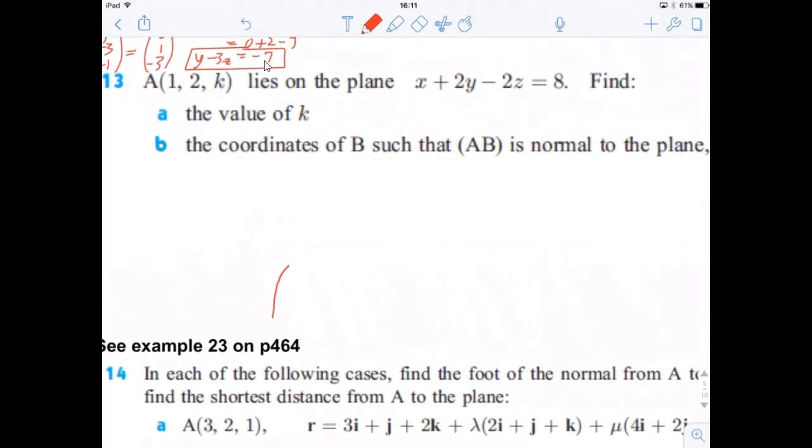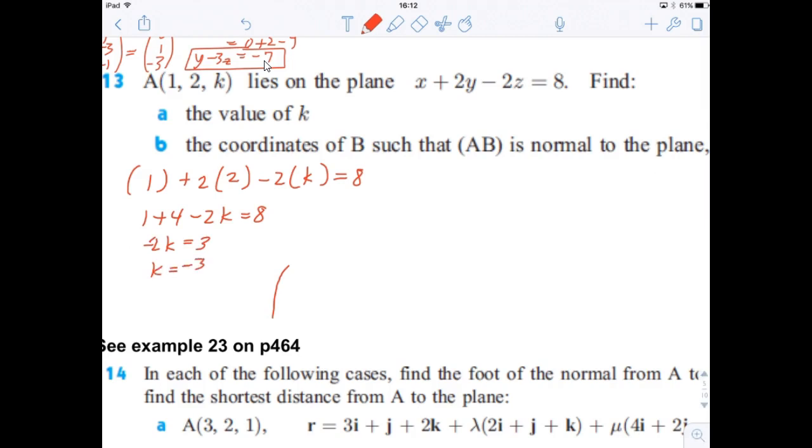So we're going to have x plus 2y minus 2z equals 8. And in these blanks, we're going to put 1, 2, and k. So we're going to have 1 plus 4 minus 2k equals 8. We're going to have 5 minus 2k equals 8. Negative 2k equals 8 minus 5, which is 3. So k is equal to negative 3 halves. Okay, so that's part A.